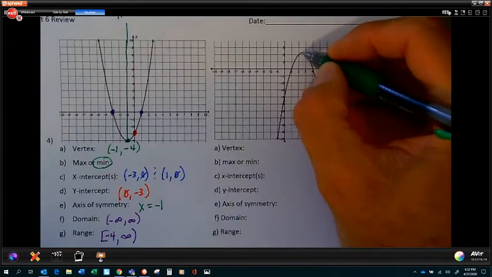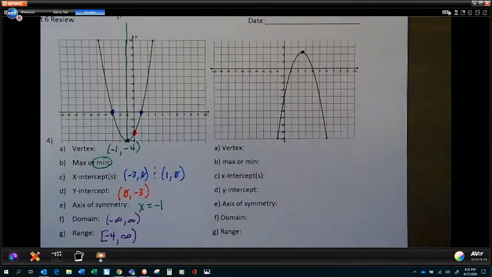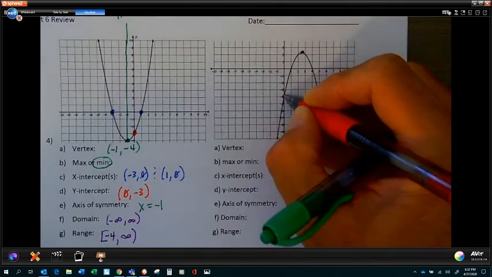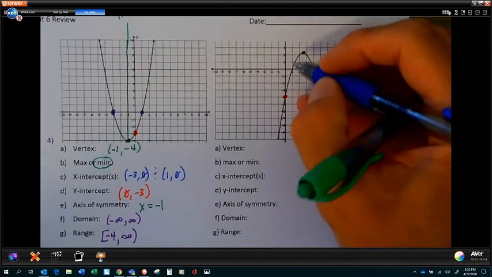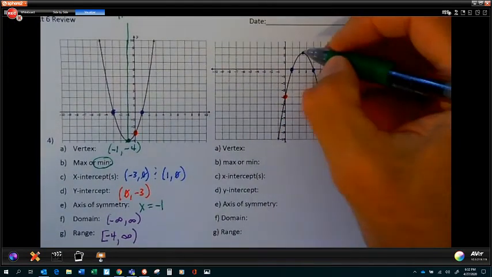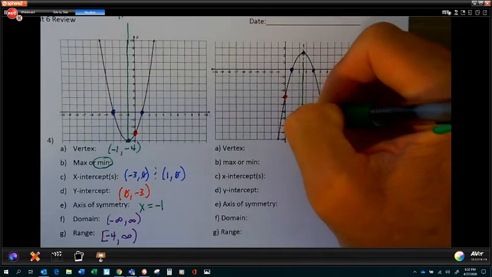Vertex is right here. It's a little bit hard to see. It's right there. We've got our y-intercept, which is our red dot right here. And then we've got our x-intercepts, our blue dots, which are right here and right here. And we've got our axis of symmetry. Again, it's going to be that line going down right there.